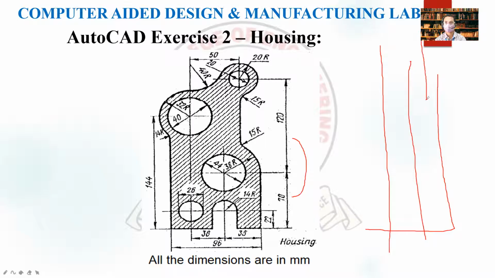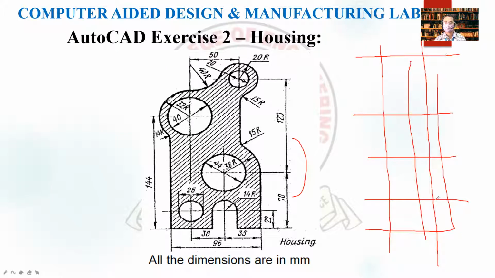It will be coming somewhere here. And this bottom horizontal line, I'll take the offset of 22, and I'll get one more line. This line I'll make an offset of 17, this line an offset of 144, and this one an offset of 170. So that's somewhere I'll be getting here.